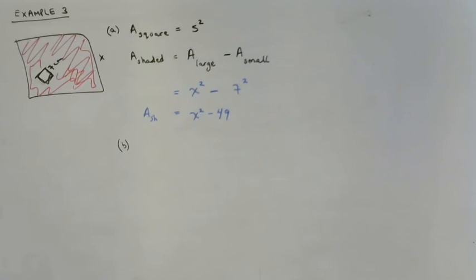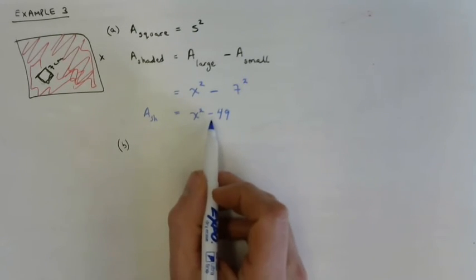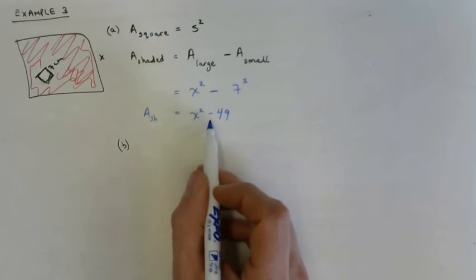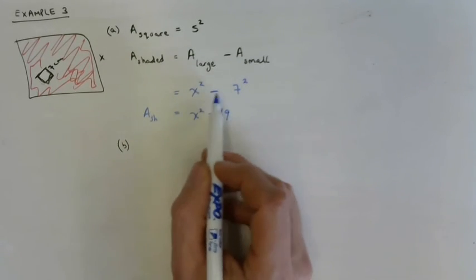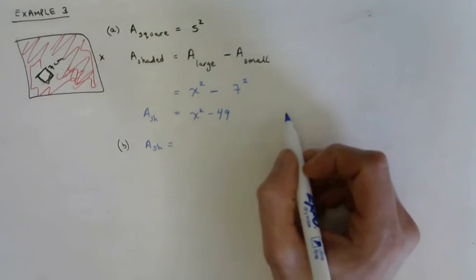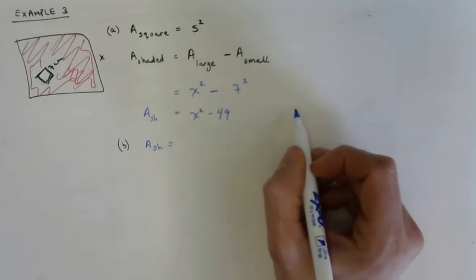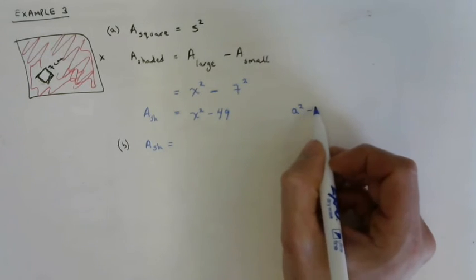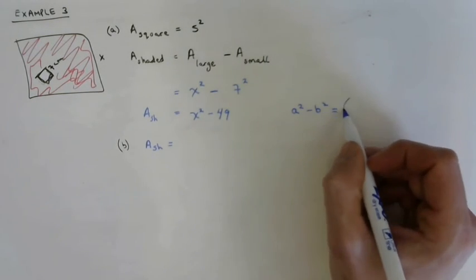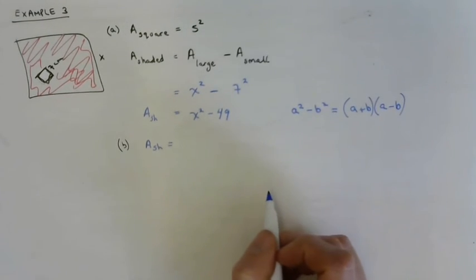Can you factor that? It is the difference of squares. I have two square numbers, and this step helps us determine what those squares are. In order to factor a difference of squares, it becomes the product of a sum and a difference. A squared minus b squared is a plus b times a minus b. You should write that down if you don't have it memorized already.